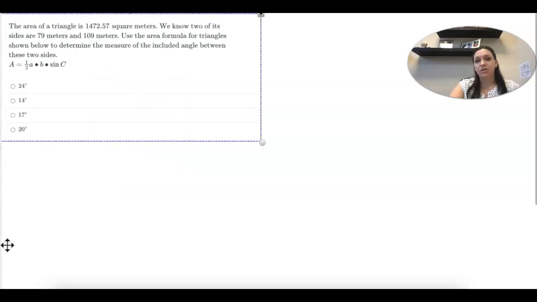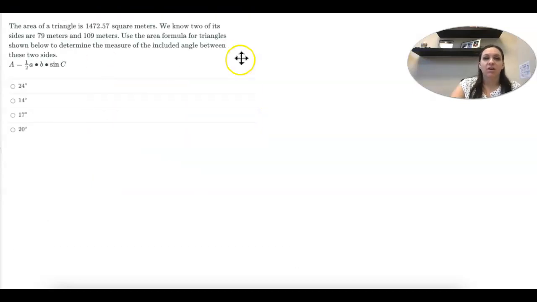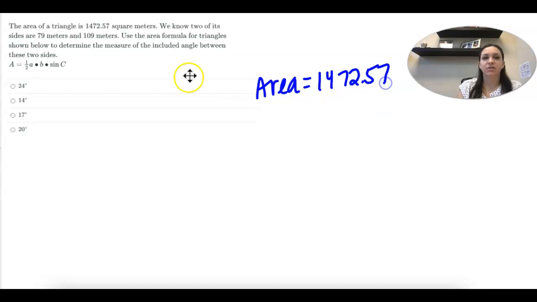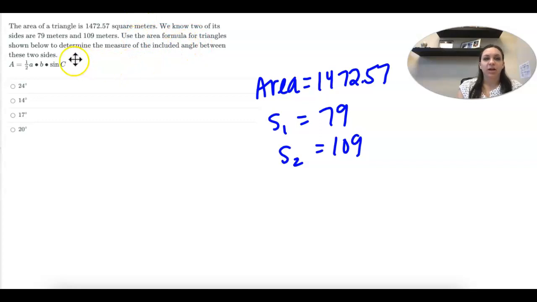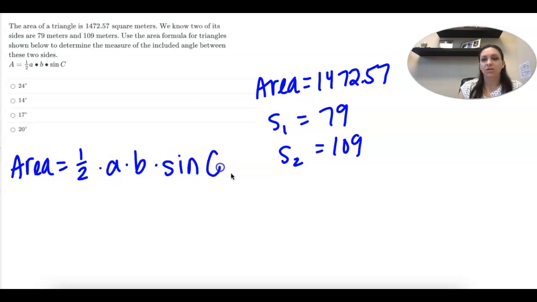Not bad, right? You do have a couple where you have to solve. So let's see, the area of a triangle. We're given the area, it's 1472.57 square meters. We know two of its sides are 79. Side 1 is 79, side 2 is 109. Use the area formula for triangles to determine the angle. Our area formula is 1/2 times the two sides, A and B, times sine of the angle.